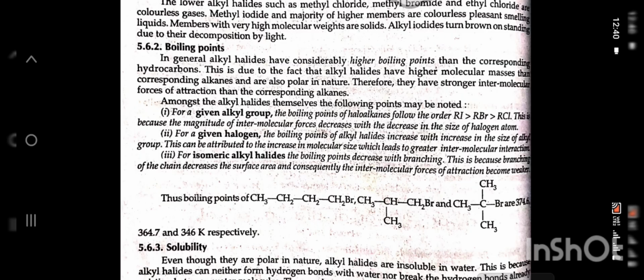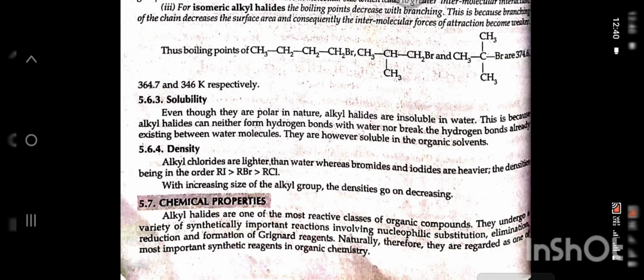Second, for a given halogen, the boiling points of alkyl halides increase with increase in the size of alkyl groups. This can be attributed to increase in molecular size, which leads to greater intermolecular attractions. Third, for isomeric alkyl halides, the boiling points decrease with branching, because branching of the chain decreases the surface area and consequently the intermolecular forces of attraction become weaker.